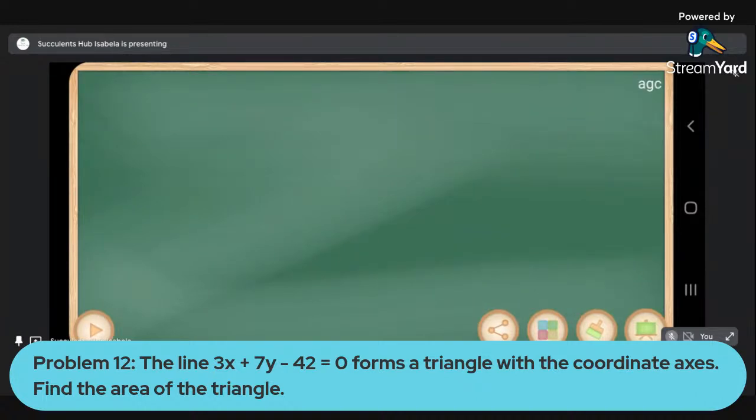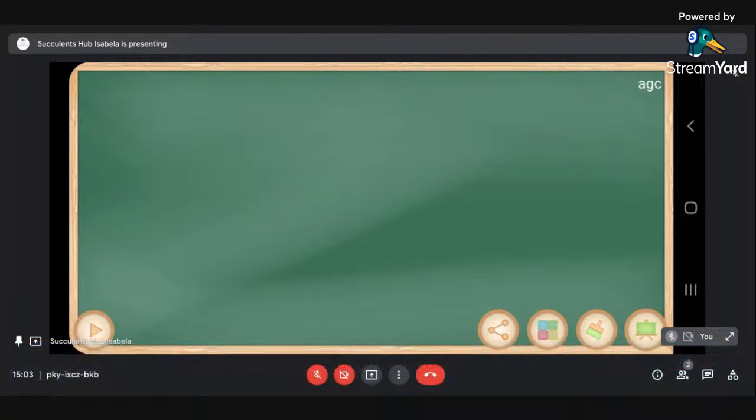Ayun, na-SSD na nila yung problem number 12. And let's proceed to the last one. I know it's already late, guys. We've been on for over an hour now. So I'm just going to show you the last, which is the slope-intercept form. Parang meron na tayong example kanina doon, pero I'm just going to show you. This form is the one that you're really familiar with.